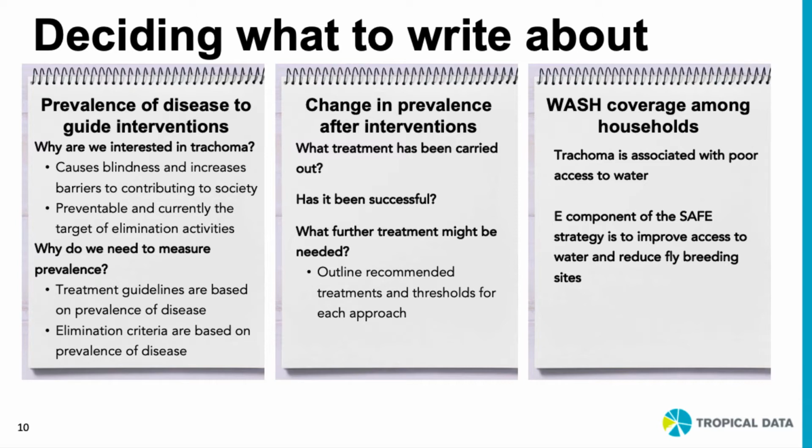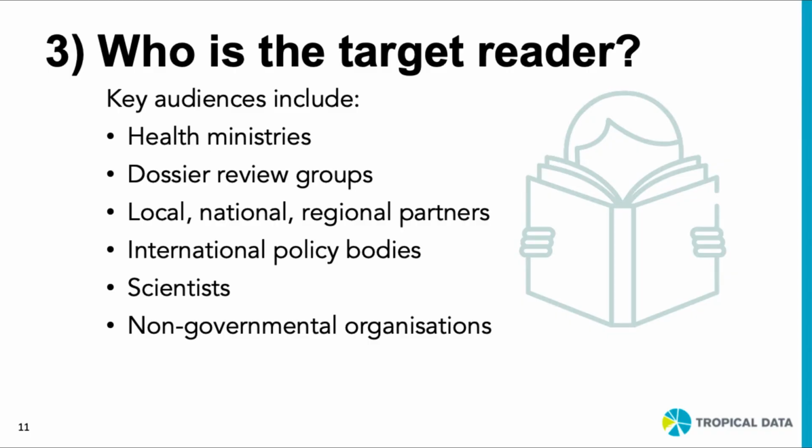When writing about a change in prevalence after interventions, you could also mention what treatment has been carried out, whether it was successful, and what further treatment might be needed, wherein you could outline recommended treatments and thresholds for each approach. Finally, if writing about WASH coverage amongst households, you could consider the fact that trachoma is associated with poor access to water, and that the E component of the SAFE strategy is to improve access to water and reduce fly breeding sites.